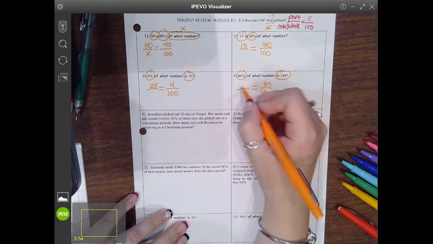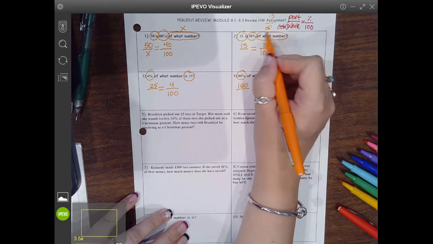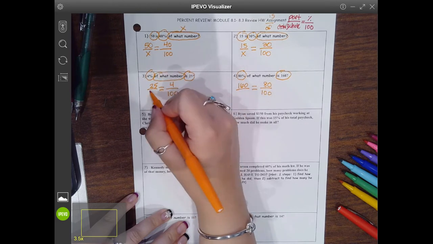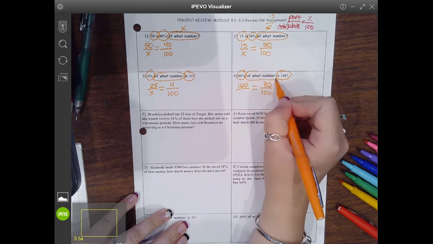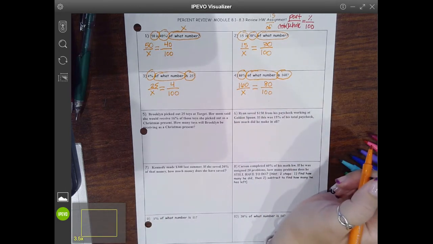Is 160. And then what's the of? Of what number? So we don't know. Of what number? We don't know again. Of what number? We don't know again. Now, this was just this quiz. Sometimes they give you different parts that are missing.